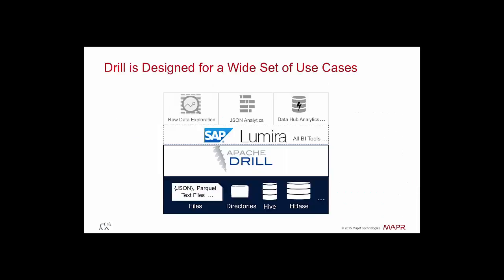So in all of these cases, you would need a BI tool to get all of the visualization done, all the right tool sets done, all the right analytics done. So we see that with SAP Lumira, for instance, you could use JSON. You could do JSON analytics, raw data exploration, data analytics. All of them go through the Drill engine, and then you could talk to different data sources. I mean, where there's files, there's directories, there's the Hive metastore or the HBase tables.